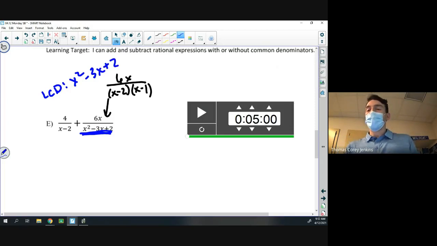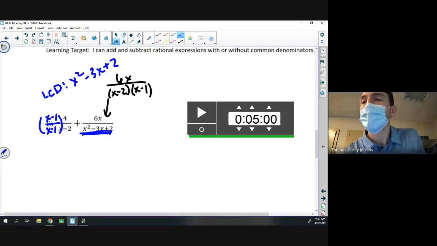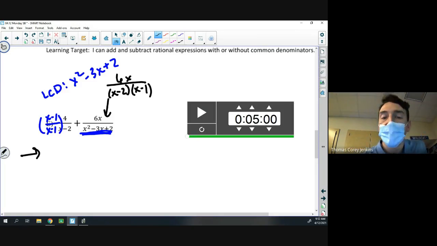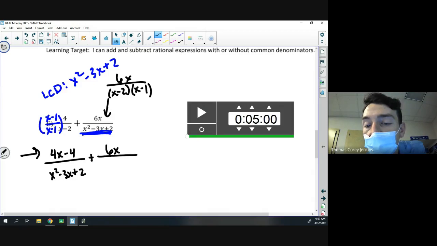And my left fraction is just missing that x minus 1 factor. So multiply by x minus 1 over x minus 1. So up top, that's going to give me 4x minus 4. The other fraction was already good to go. And then it's just a matter of combining like terms. So actually, this one is a lot like the one we just did.